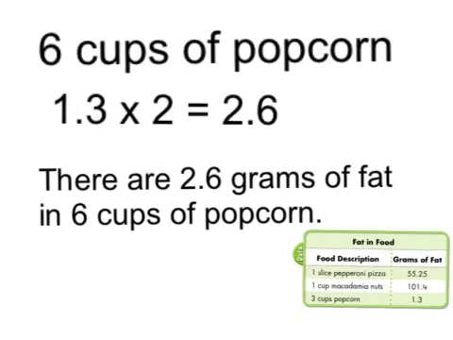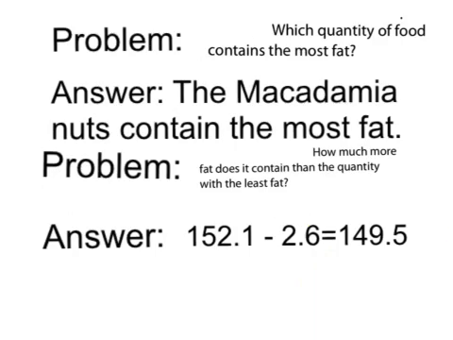6 cups of popcorn. Well, if we know that 3 cups of popcorn is 1.3 grams of fat, we will only need to multiply that by 2, which equals 2.6. So there are 2.6 grams of fat in 6 cups of popcorn. So the next step is, which quantity of food contains the most fat? Well, we know that the macadamia nuts contain the most fat because they have 152.1 grams of fat.